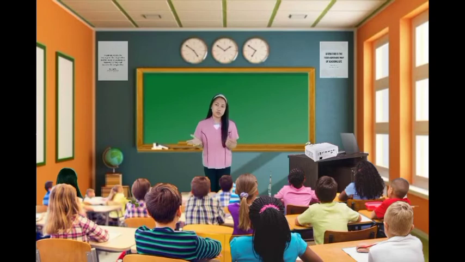For the next question, what did the king order the carpenter to do? Yes, B? The king ordered the carpenter to build the tower. Yes, he's right. The king ordered the carpenter to build a tall tower. So let's give B an angel clap. One, two, woot, woot. Okay, so thank you, B. You may now take your seat.